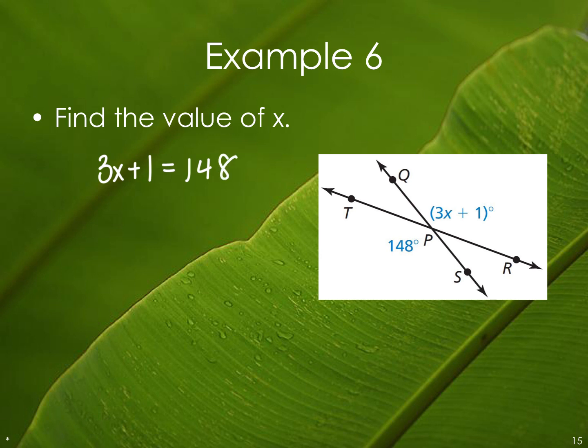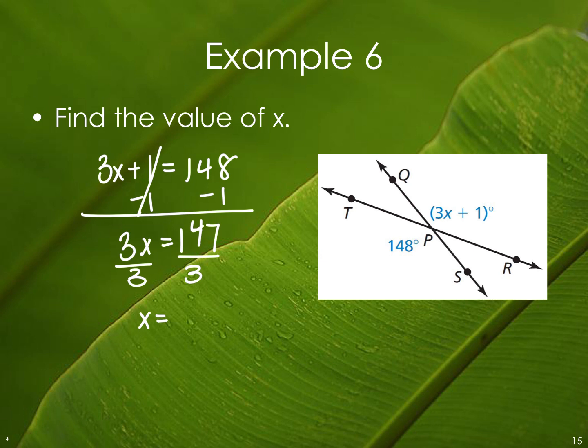Algebra, we're going back to algebra. What do I have to do to both sides? Subtract 1 from both sides. I'm going to get 3x equals 147. What property did I just use? I used the subtraction property of equality. Now what am I going to use? The division property of equality. x is going to equal 49.